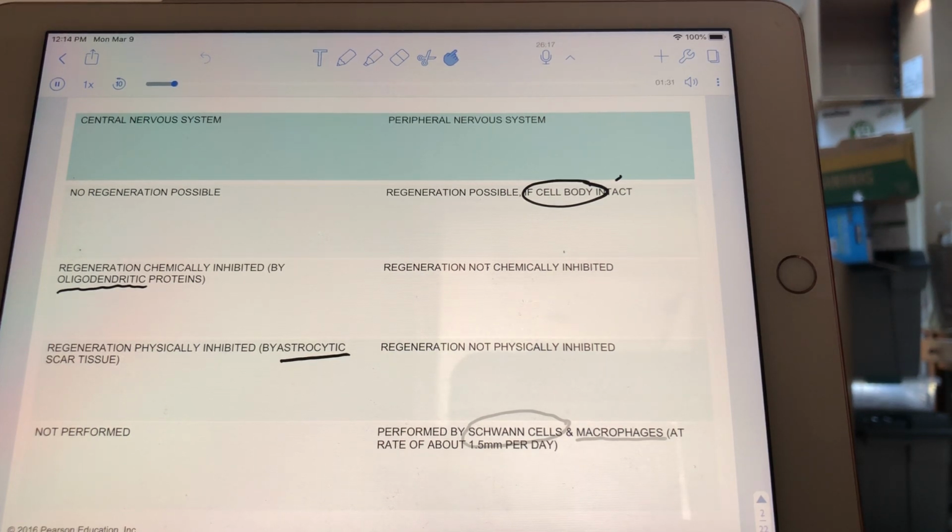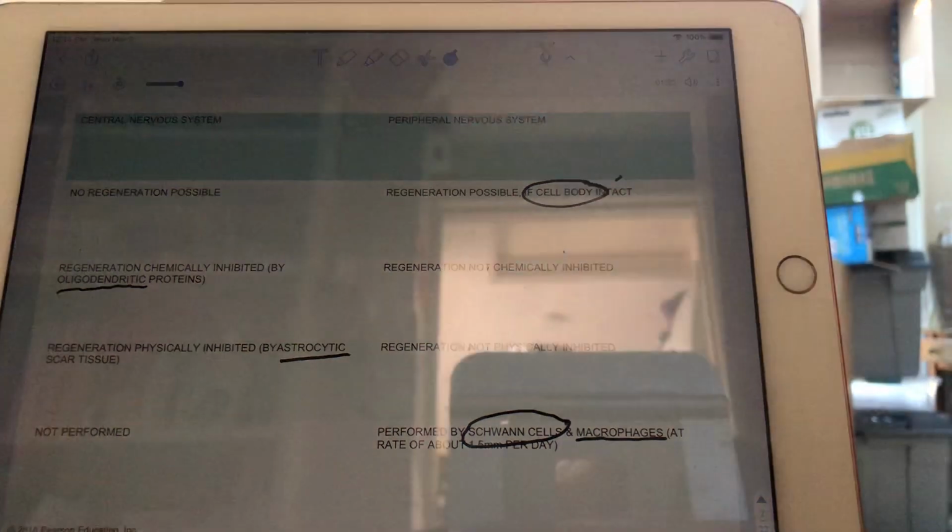When repair is done in the peripheral nervous system, we already know that it's done via the efforts of Schwann cells, and they have to be sort of accessorized by the efforts of macrophages. Macrophages have to clean up the debris in order for Schwann cells to sort of lay down the now absent part of the damaged neuron.